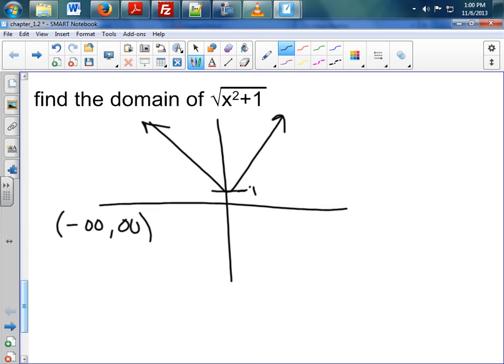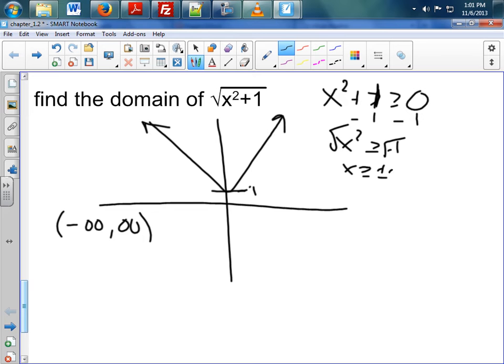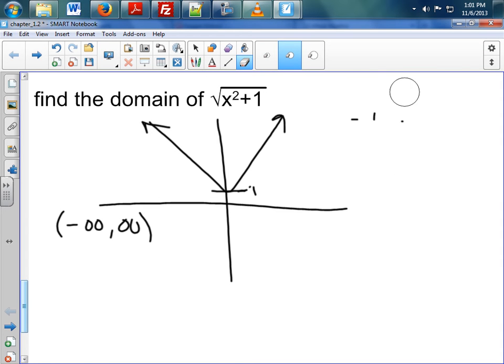So if you wanted to do this, x squared plus 1 greater than or equal to 0, you're going to subtract 1, you're going to have x squared greater than or equal to -1, take the square root of -1. That's not working out for me, is it? Makes you kind of wonder, doesn't it? We won't do it that way. I love when a great plan goes awry.